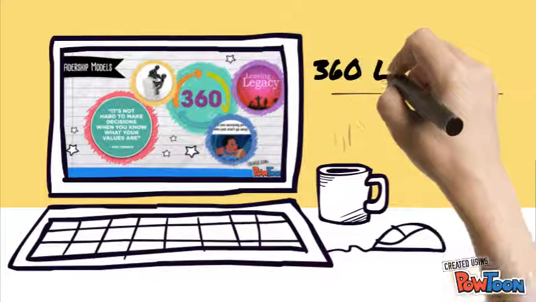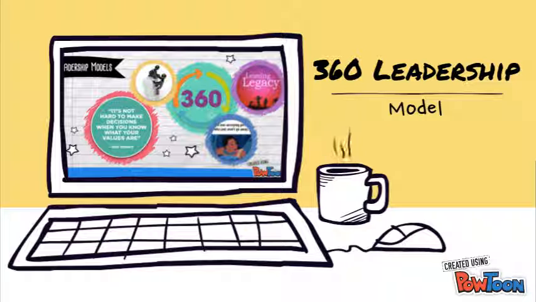The 360 leadership model is the next leadership model we will talk about. The emphasis of the 360 leadership model is to lead in all directions. Leading downwards is leading people that you're in charge of, and most of us think of this. The other 2 directions are often overlooked. According to this model, we are also called to lead our peers. This is leading side to side.